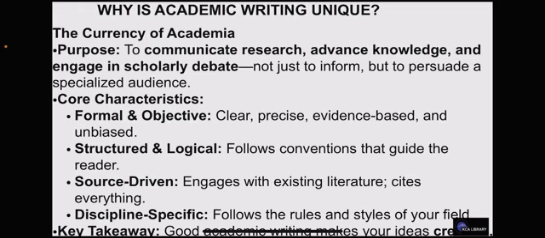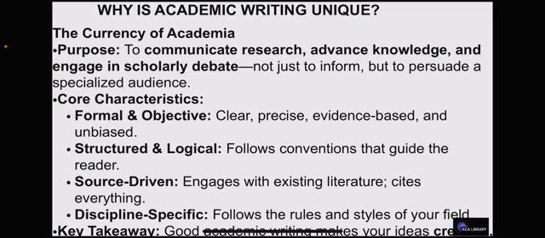Now let's look at why academic writing is unique. It is like the currency of academia. The purpose is to communicate research, to advance knowledge, and to engage in scholarly debate. It is there not just to inform, but also to persuade a specialized audience. This specialized audience might come in different forms, depending on the audience and the research. So the main purpose is that academic writing is there to communicate, not just to inform, but also to persuade the audience.